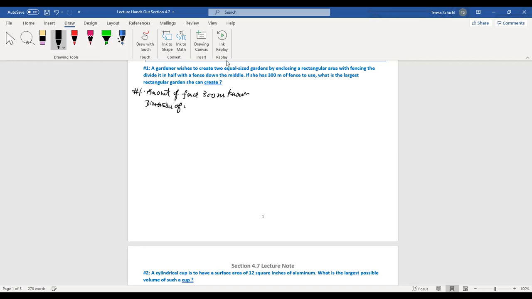Dimension of the rectangular is unknown, correct? Right, so that's why this one is not giving us much information here, right? So now let's take a look at the graph here.